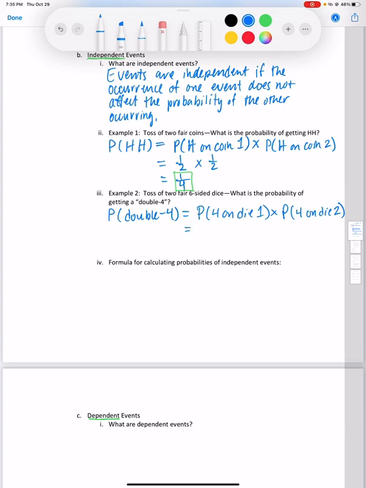So that is equal to 1/6, because there are 6 numbers and 4 is one of those numbers, multiplied by 1/6, because the same probability will happen on the other die. Remember, they're not affected, they're independent. And that equals 1/36. So when you toss two dice, one die is not going to affect the other one.